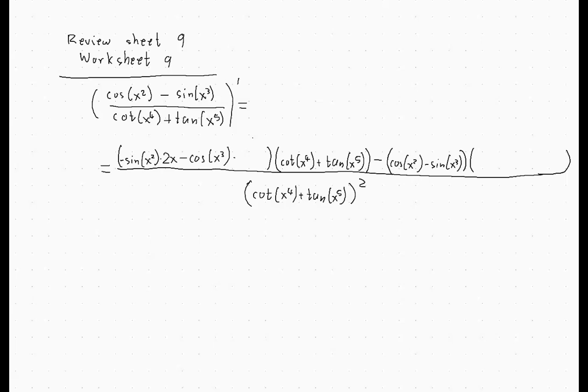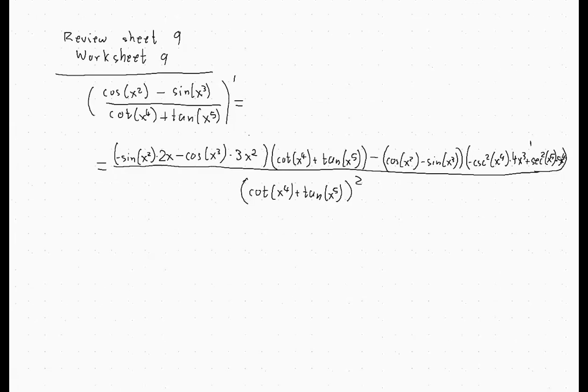Let's do this for the denominator. The derivative of cotangent is negative cosecant square. So negative cosecant square of x to the 4th times 4x cubed plus, and the derivative of tangent is secant square, not secant, of x to the 5th times 5x to the 4th. Just to make sure this can be better understood, what I just wrote here is secant square of x to the 5th times 5x to the 4th. Okay, so that's the derivative of this function.